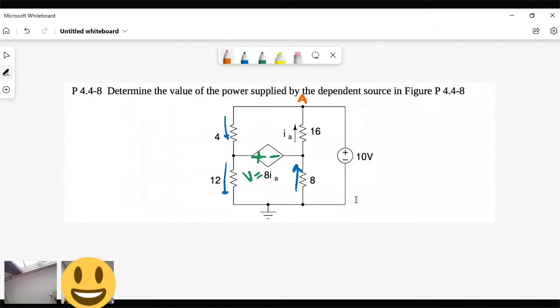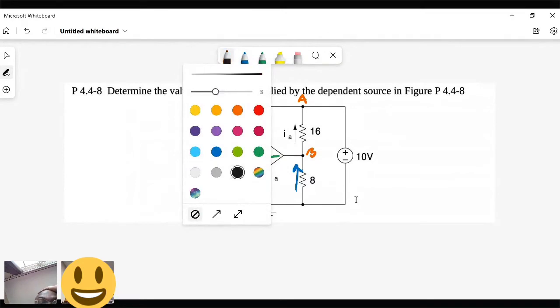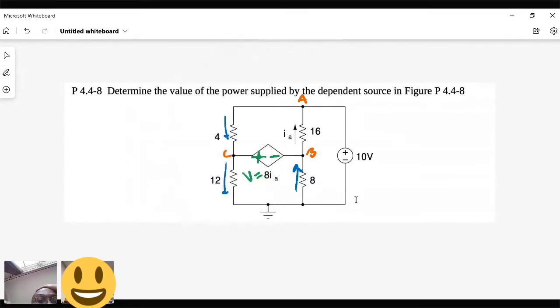So let's call this A. Let's call this B, and let's call this C. Cool. All right, dope. And so from there, now we've labeled our circuit and put all our pieces together. Then we're going to take a look at what's the next step. Once we've labeled everything, what do we do next?